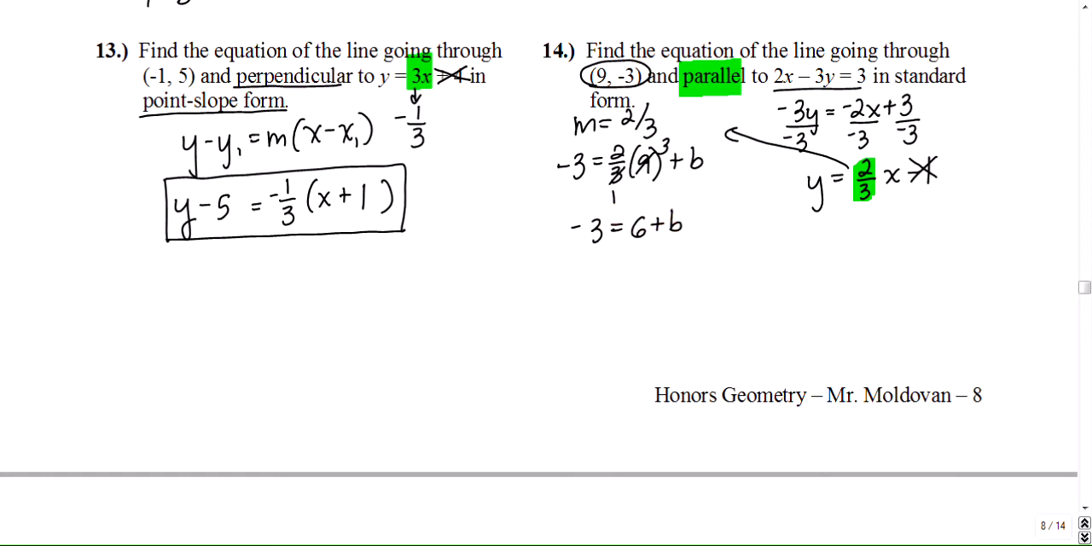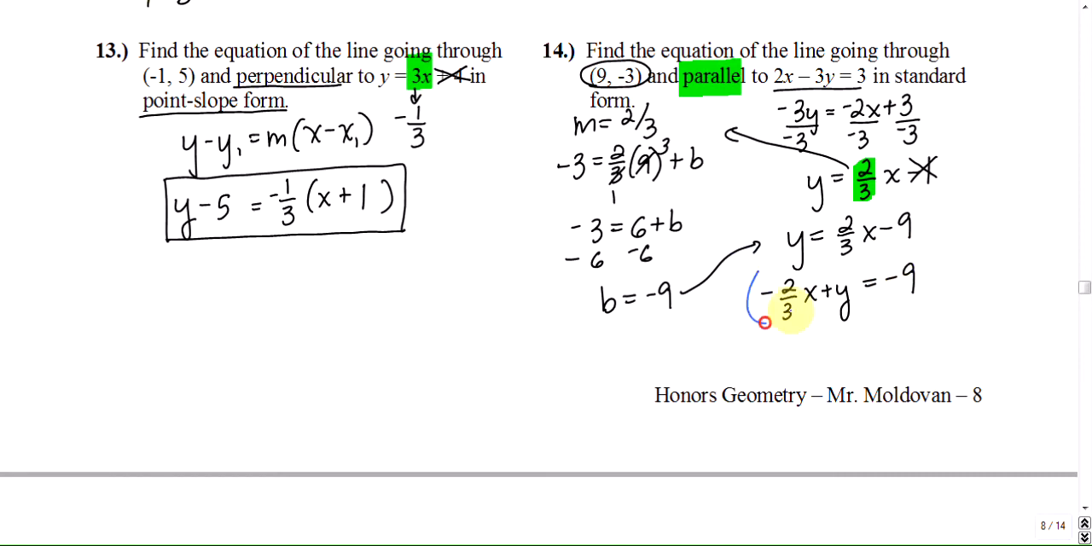Make sure your b doesn't look like a 6. That could be bad. And then I'll put it together into y equals 2/3 x minus 9. And it says standard form. So negative 2/3 x plus y equals negative 9. And I'll clear by multiplying by the common denominator. There's only one, and making it negative to get rid of the negative out front. So I end up getting 2x minus 3y equals 27. Okay.